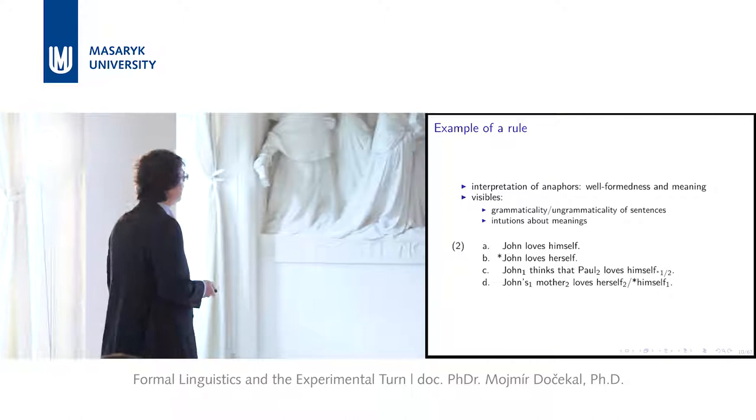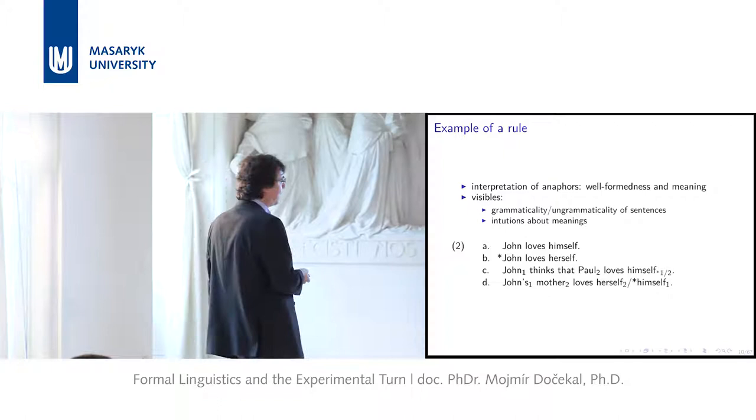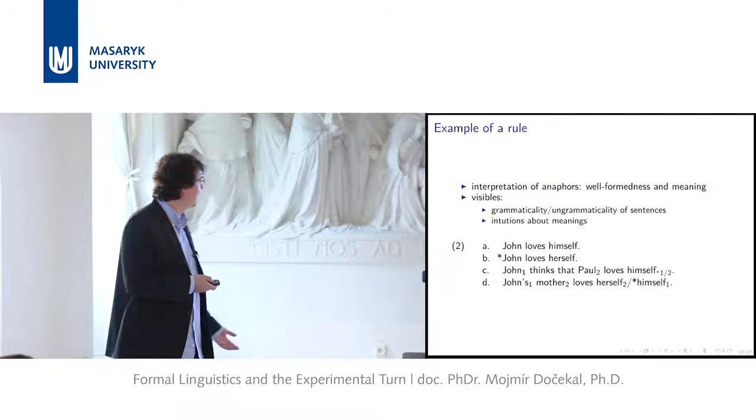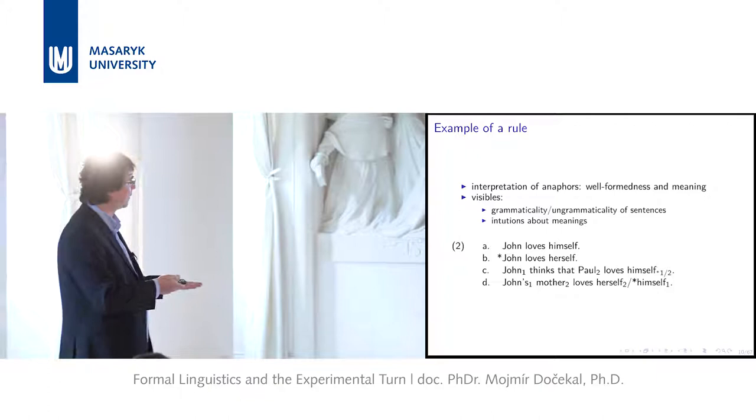So there will be an example of a rule which touches anaphors. Anaphors are words like English himself, herself, and stuff like that. So for English speakers, something like John loves himself, unlike John loves herself, is a grammatical sentence. So you have something like, let's go back to Chomsky's complex visibles, okay? People will say, okay, this sentence is okay, this sentence is ungrammatical.